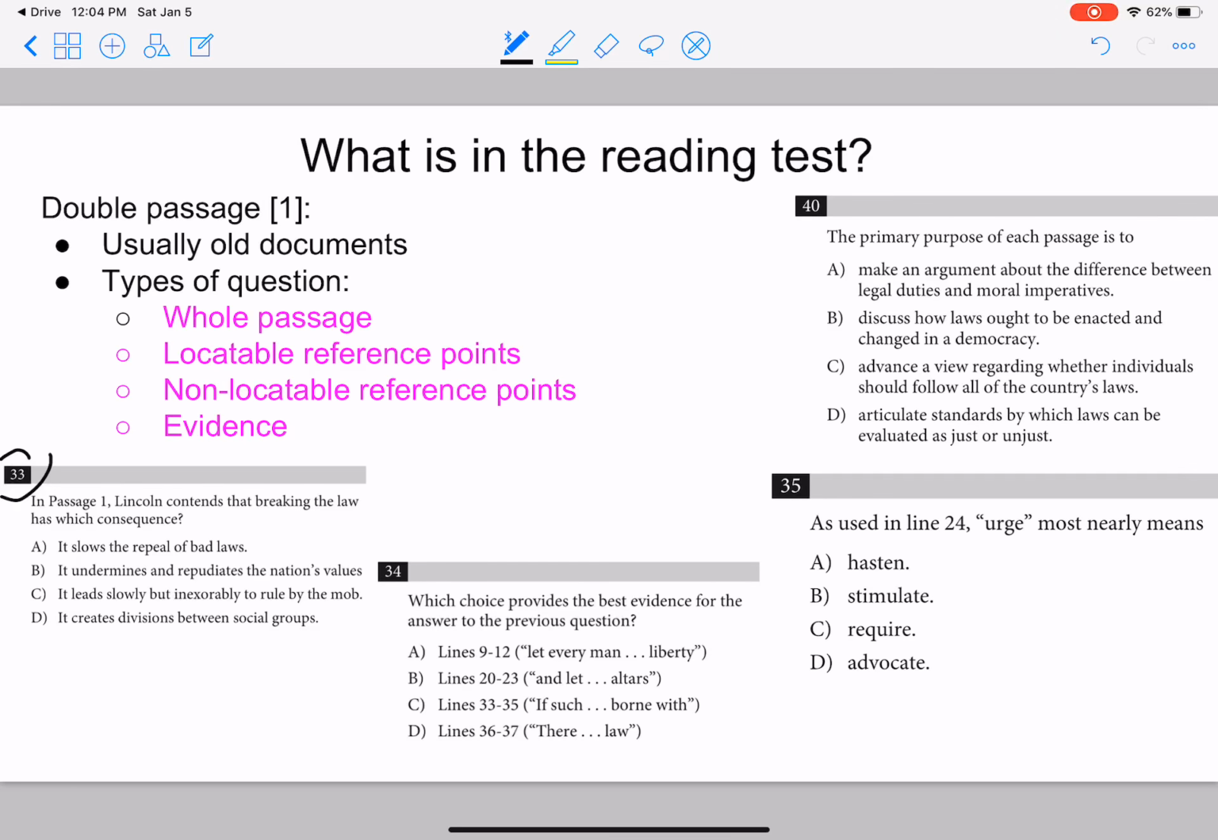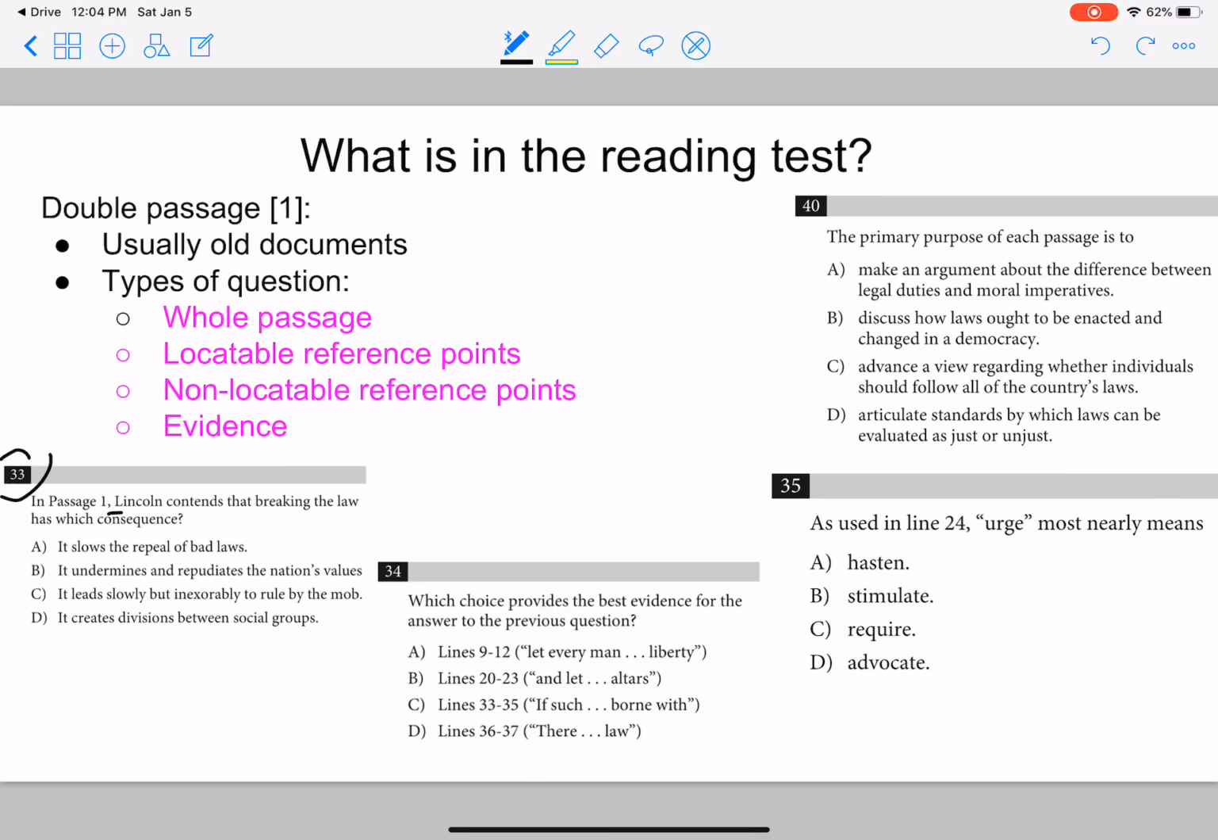You can try to guess it by yourself. You can pause this video maybe, but this one's going to be a non-locatable reference point question. It says passage 1, so you might think it might be locatable, but that's the whole passage. It doesn't give us a specific place in the passage, right? It's just letting us know which passage we're looking at.